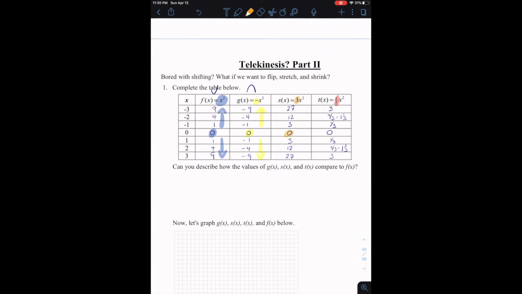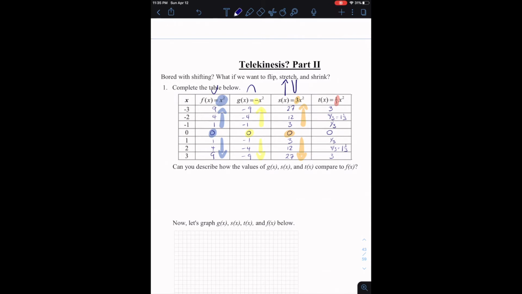Now with the 3x squared, we're still at 0, 0. There's no shift. And we still have a pattern, 3, 12, 27. But now this pattern goes up a lot faster. So instead of looking the way that our x squared usually looks, we're actually stretching it this way. It goes a lot faster, right? We're taking the value and pulling it up. Maybe we can just look at it as pulling it up.